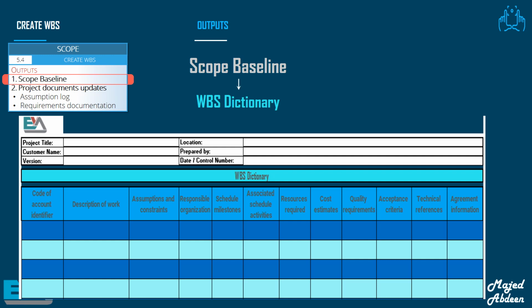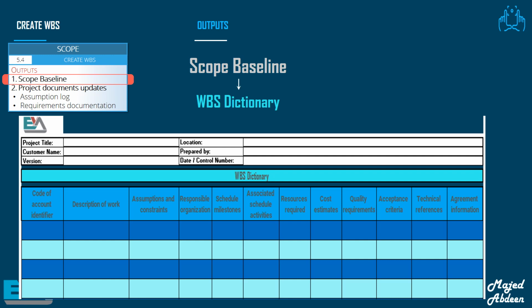It also includes details of the responsible organization. You can specify the organization and the department too based on the project, since big projects have many organizations involved. Here you have to specify which organization is responsible for each component. It also has the schedule milestones. You want to put milestone start and end dates in order to complete each component.